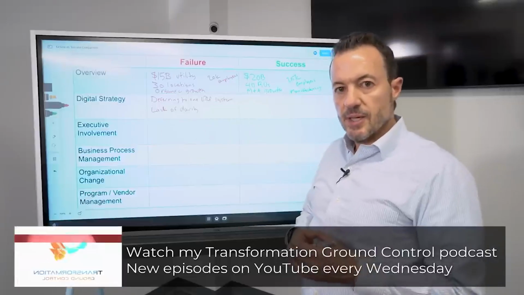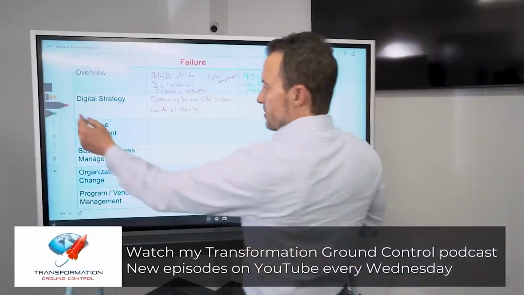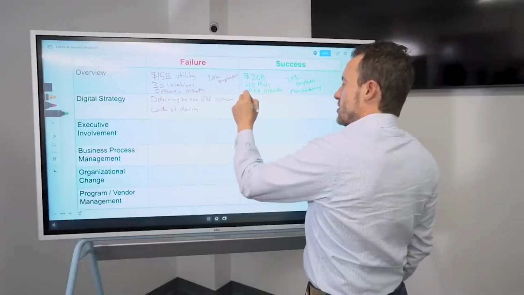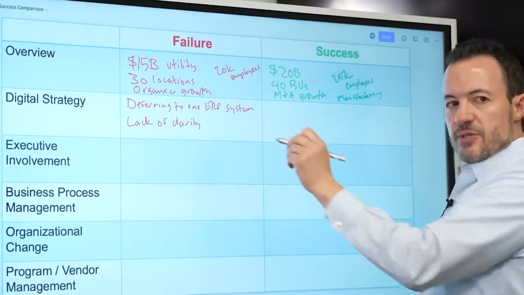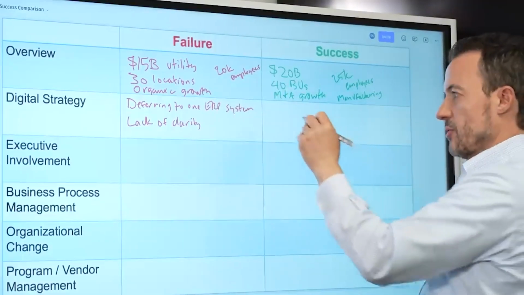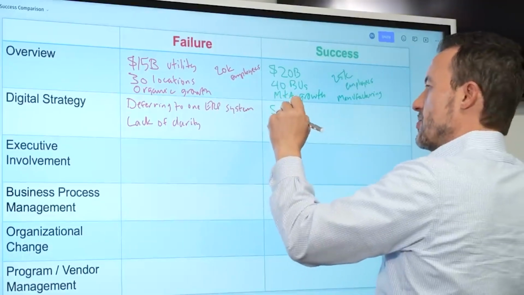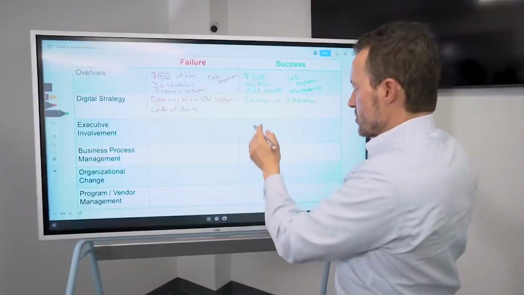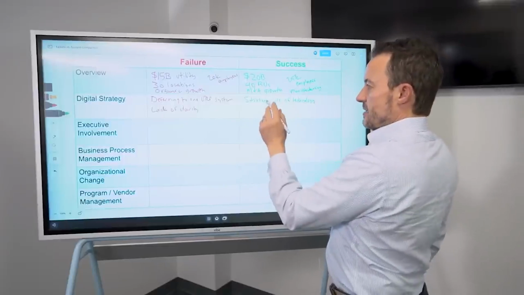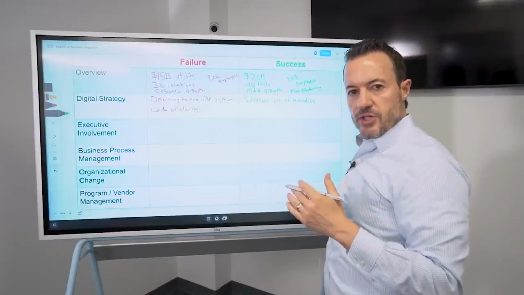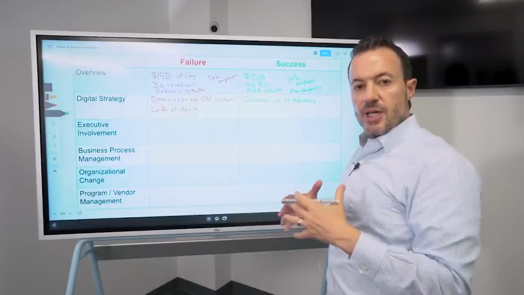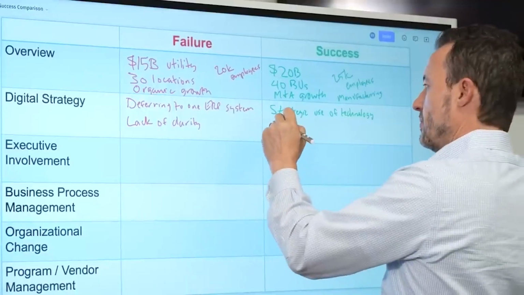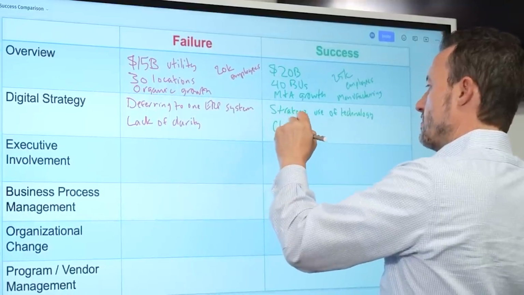On the other hand, this organization went through something very different. First of all, they did not defer to one ERP system. They were strategic in selecting different types of technologies that would meet different needs throughout the organization. So we'll call this strategic use of technology. And then the other thing I'd say about this organization that's very different than the failure is that they were very clear about who they are as an organization in terms of both their strengths and weaknesses, as well as where they're headed as an organization. So they had a clear vision of where they were headed as an organization.